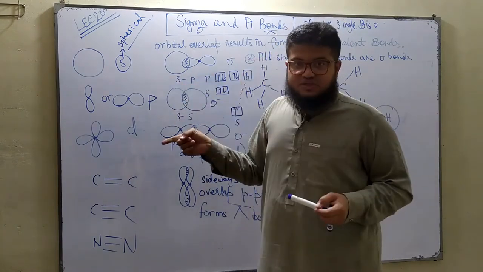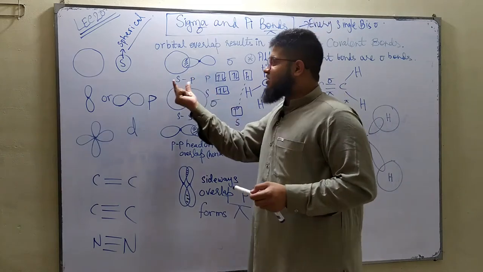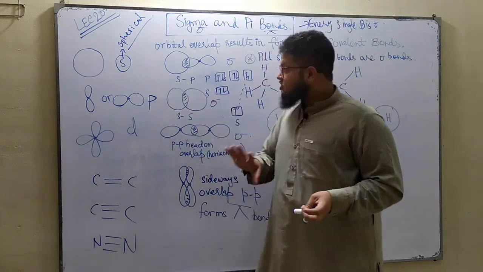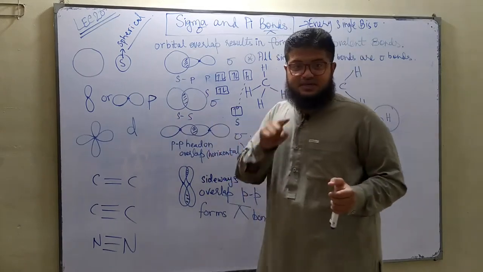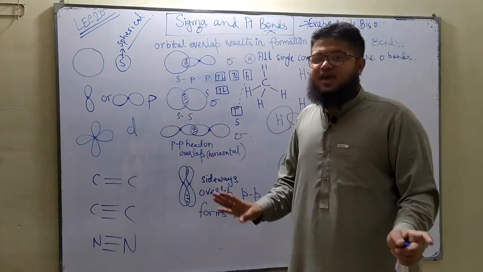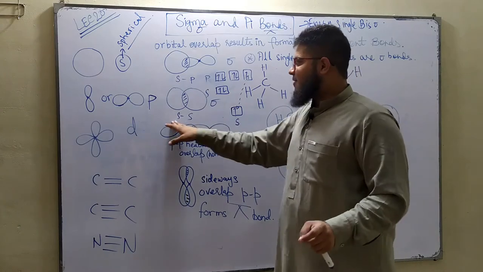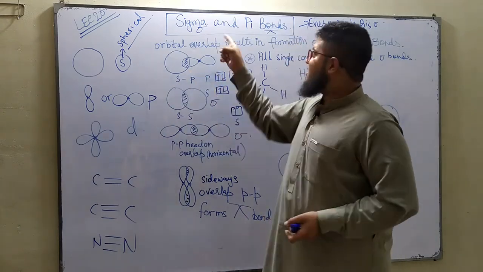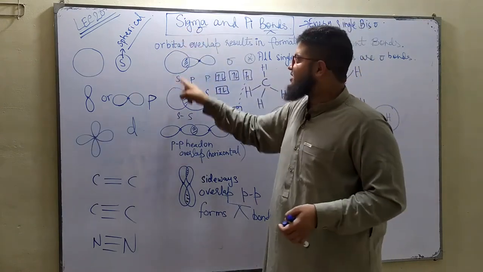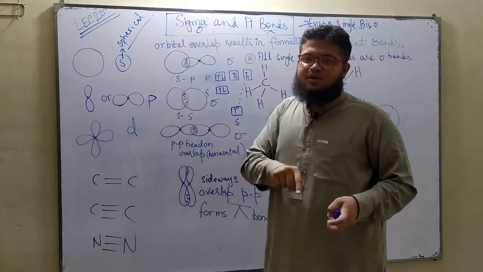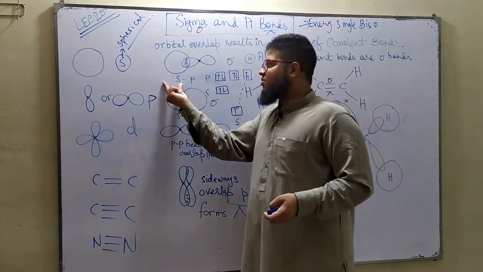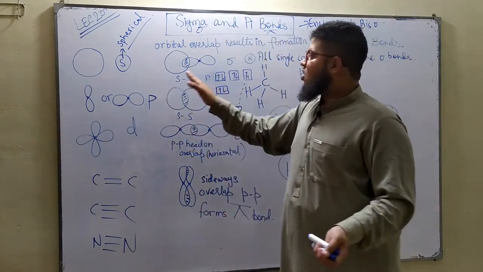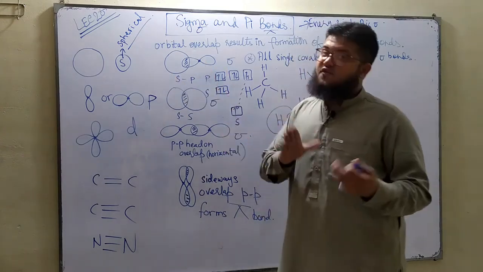SP overlap will also result in a sigma bond, if there is an s orbital of one element and a p orbital of another element. So as far as the s orbital is concerned, it will always form a sigma bond. S for s orbital and S for sigma. So whenever an s orbital overlaps with an s orbital, it has to form a sigma bond, or when it overlaps with a p orbital, it forms a sigma bond.